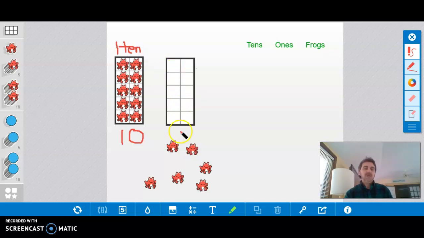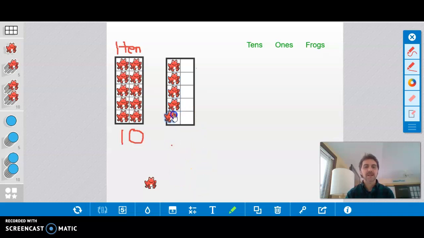Now let's see how many more fit over here. Let's count 1, 2, you can count with me if you want, 3, 4, 5, 6. So over here we have 6 frogs. That means we have 6 left over. We can't fit any more into that 10 frame, so we can't make another 10. But we do have 6 ones.